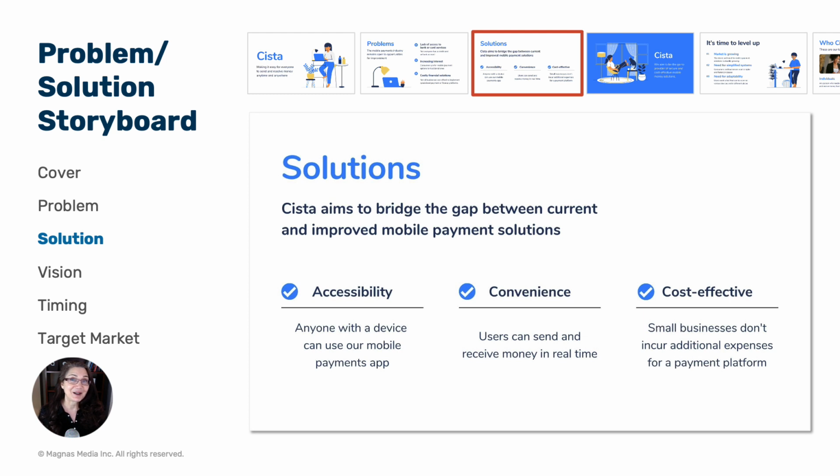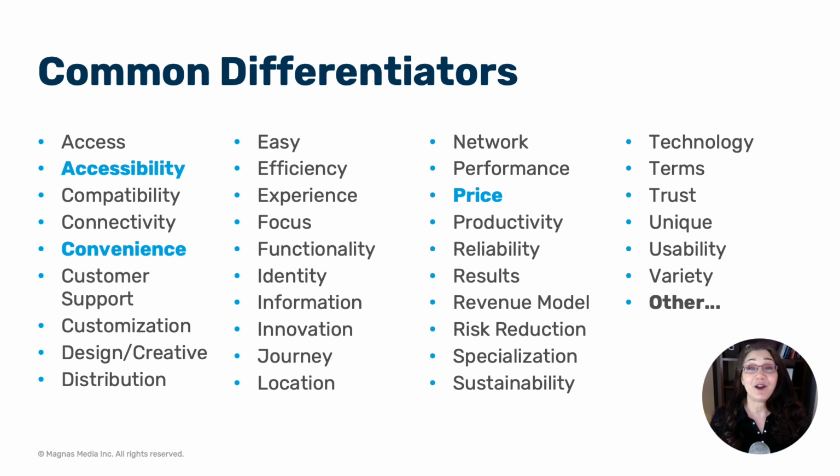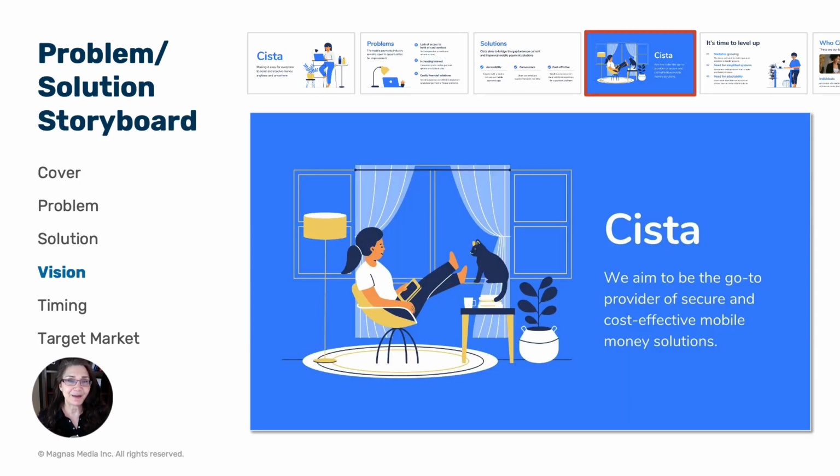Now, do these 3 words remind you of anything? Well, they might remind you of the common differentiators that we talked about earlier in the cover section. Remember where you had to do this exercise and go through the list of the common differentiators and pick specific words that describe your solution or something that can help you stand out. So in this particular case, HWAYDA has picked out these 3 words: accessibility, convenience, and price, which is really the cost-effective factor about it.